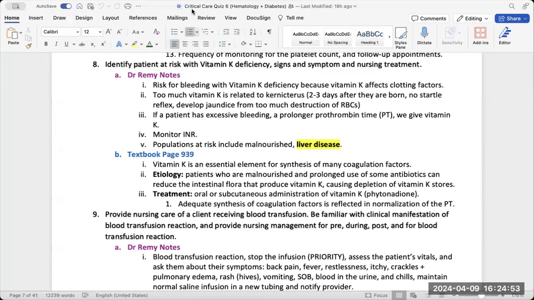And also, how will we know if they have vitamin K deficiency? Well, we're going to look at things like their INR and PT, because if these are really high, that means vitamin K is not doing what it needs to do to clot and prevent bleeding. Is there anything else anyone wants to add?